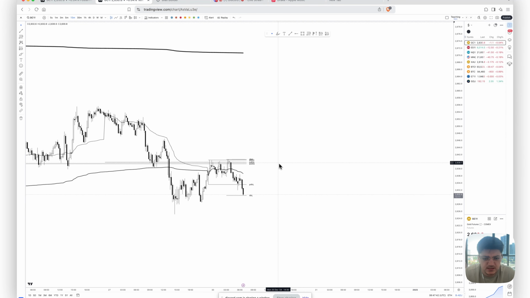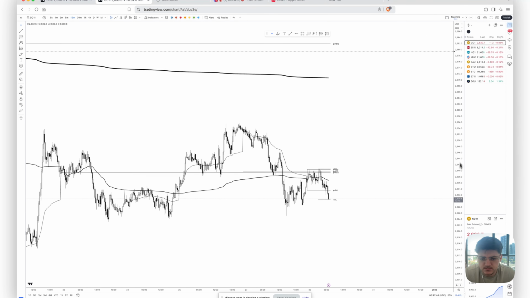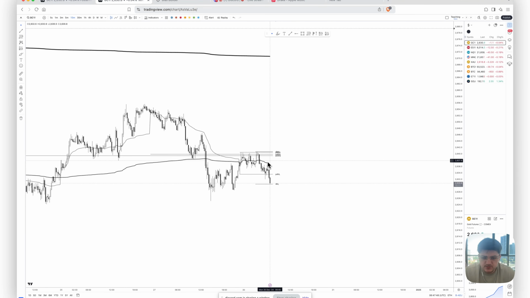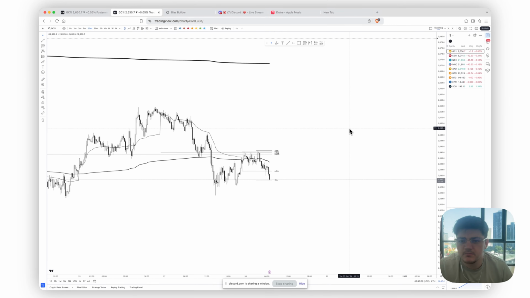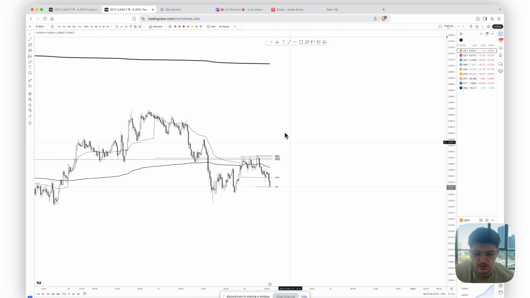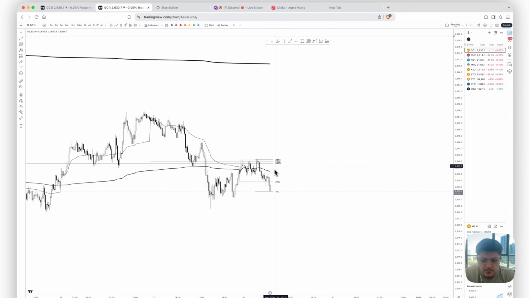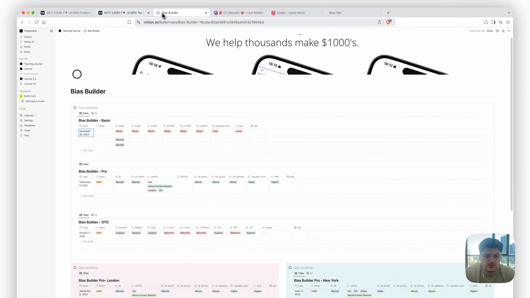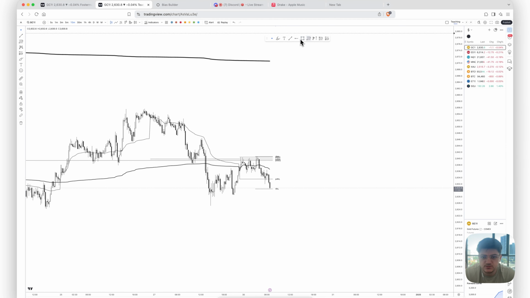Let's just see. So we've got daily VWAP right here. The weekly and the daily are going to be the same because it's Monday, but the monthly is going to be different. It's actually going to change on Wednesday. But so we're below everything again. So let's go below. Liquidity hunt, clearly the lows. So there's your bias builder right there.